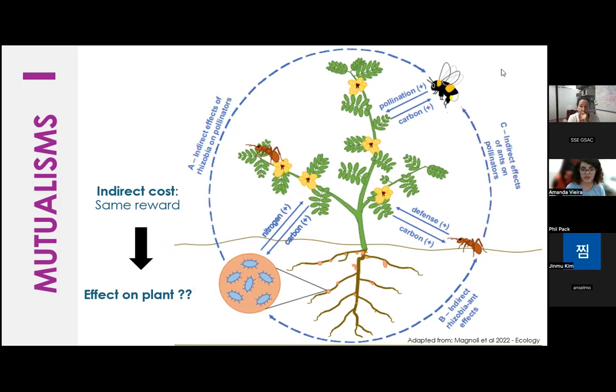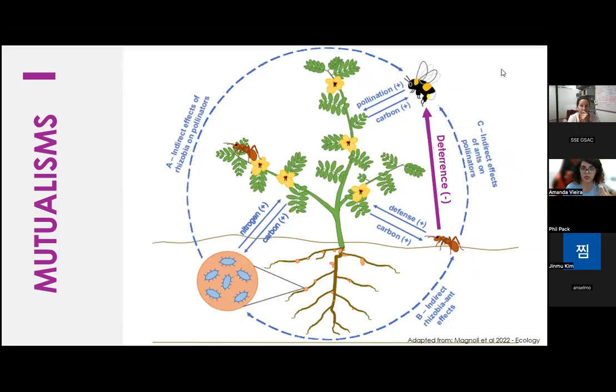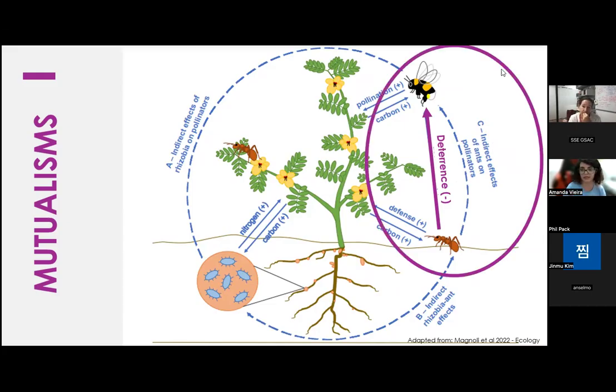And there is also another indirect effect, the effect of ants on pollinators. This is the cost that I am talking about today, and this is the cost I'm most interested in. There's also a direct effect of ants on pollinators, because ants can repel pollinators. So I'm going to talk a little bit about this interaction mainly.